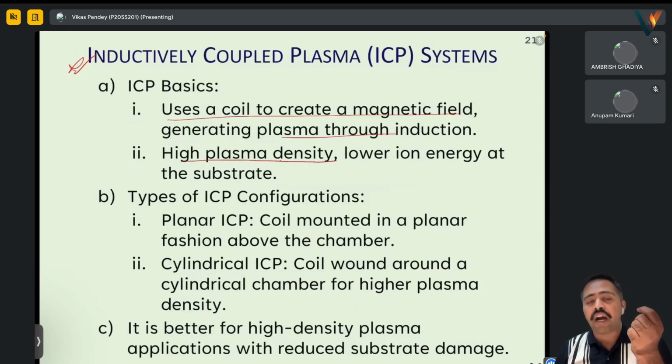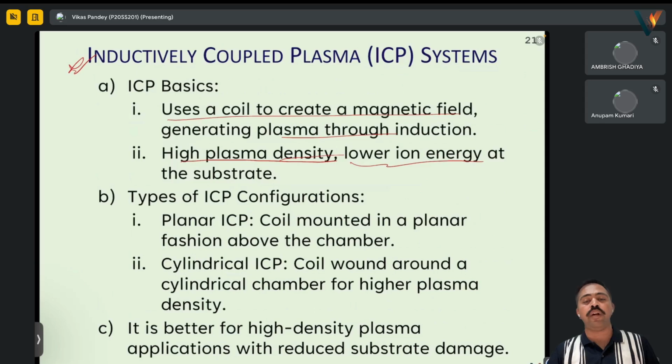In this case, the density is higher and the energy is lower. Although the plasma is of high density, a lot of ions will form, radicals will form, but the energy is low at the substrate, creating lower damage.